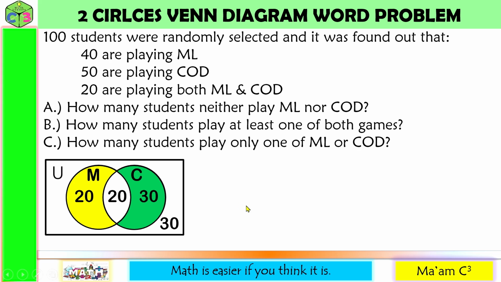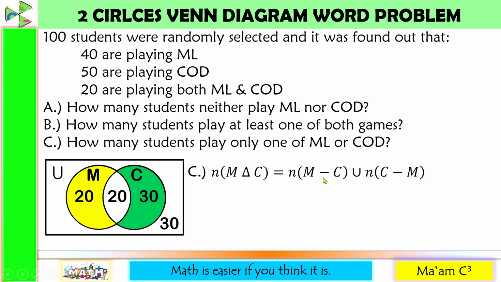Now let me show you that in a formula. This is another set relationship, and we call this symmetric difference, and it is denoted by this one. So the cardinality of the symmetric difference of set M and C is equal to the cardinality of M minus C. So meaning the difference of M and C, we're going to subtract the elements of C from the elements of M. So that means subtracting their common elements.